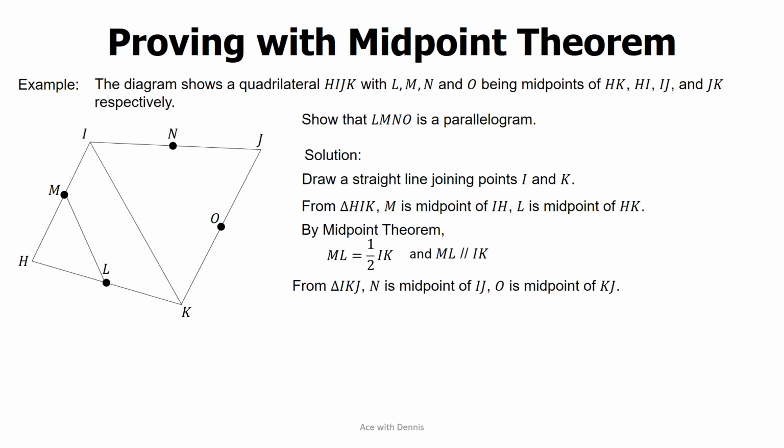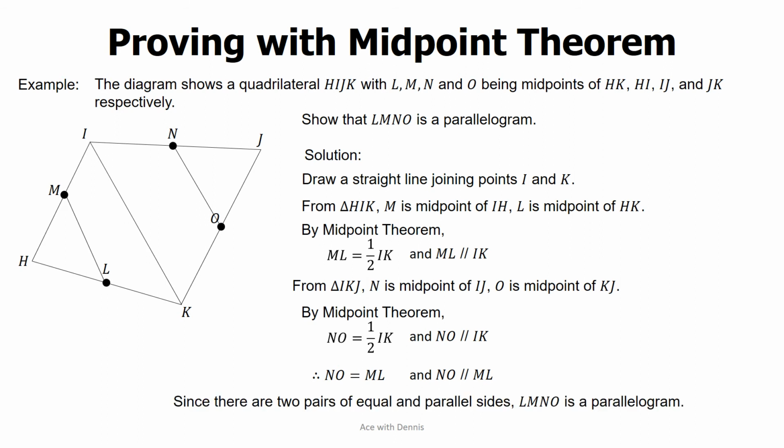Similarly, for triangle IKJ, N is the midpoint of IJ and O is the midpoint of KJ, and we can draw a straight line joining these 2 points. By midpoint theorem again, NO equals half IK and NO is parallel with IK. Therefore, we can say that NO equals ML and NO is parallel with ML. So in conclusion, since there are 2 pairs of equal and parallel sides, LMNO is a parallelogram.